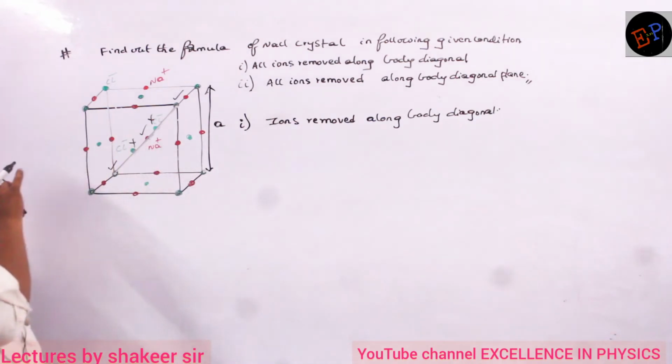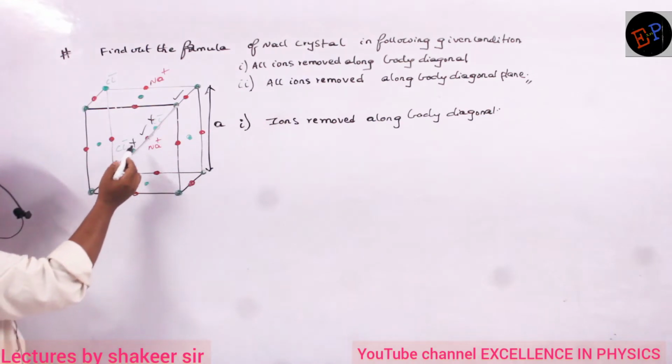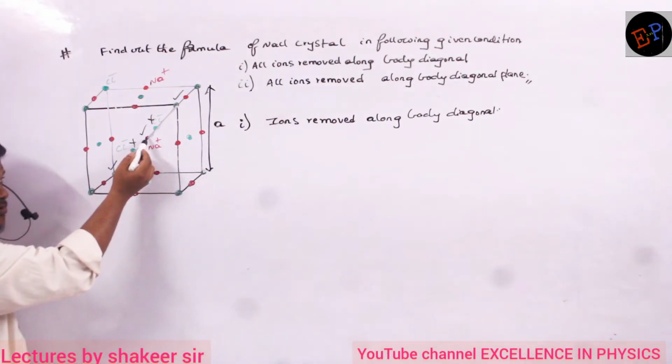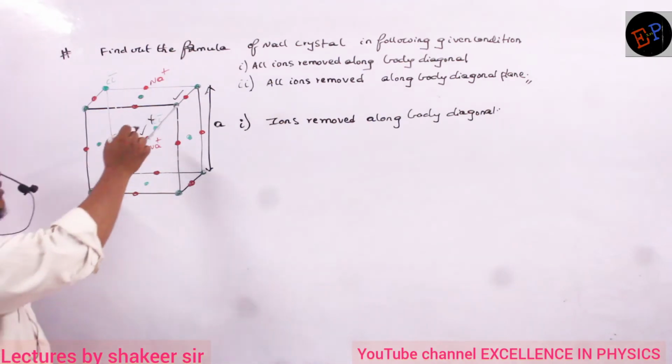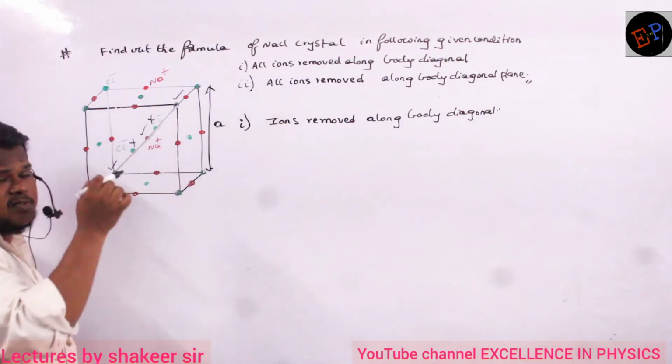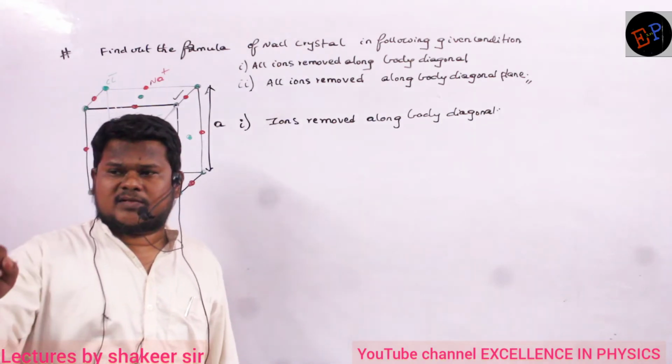So how many ions are touching? This Cl minus ion is in contact. The ion which is in the middle, Na plus, this is also in contact. And the Cl minus ion which is at one corner is also touching the body diagonal. So 3 ions are touching.